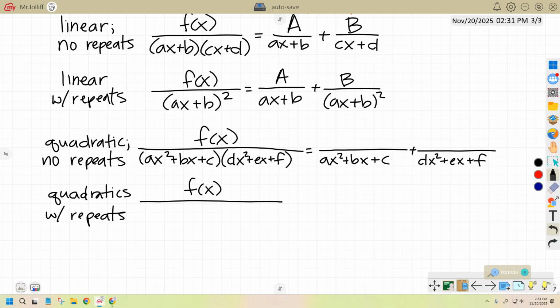The numerator is going to be 1 power less than the denominator. When we had a linear factor, we had a constant on top. Now I have an x squared on bottom. What am I going to have on top? 1 power less would be what? X, a linear function, yeah.